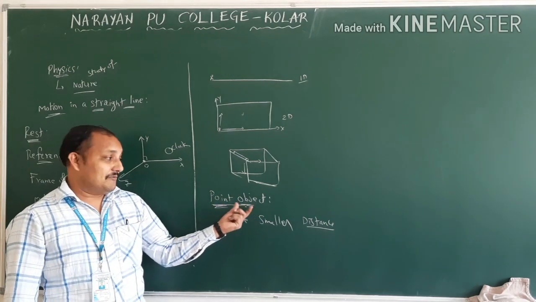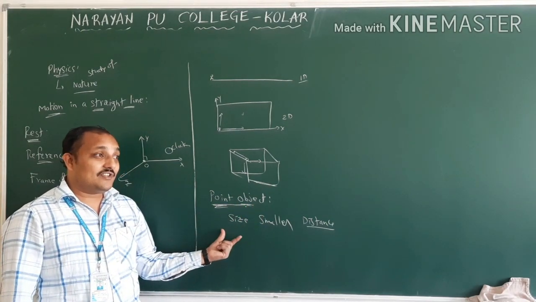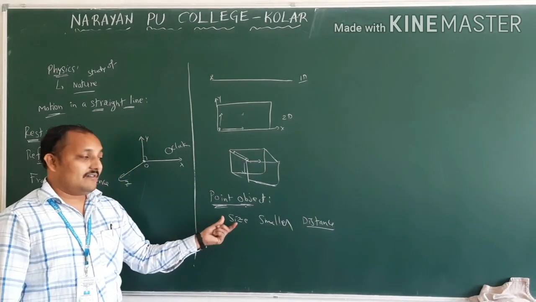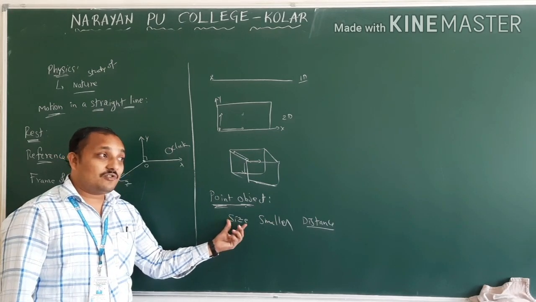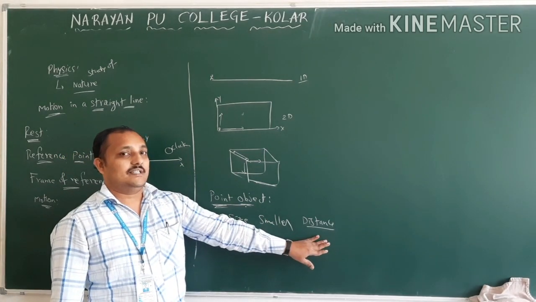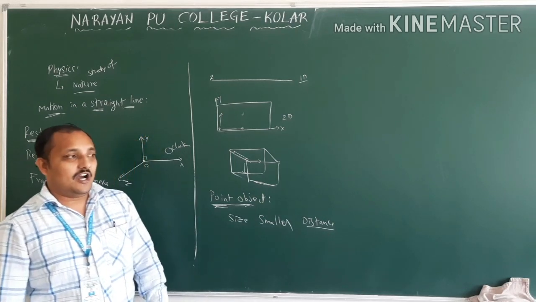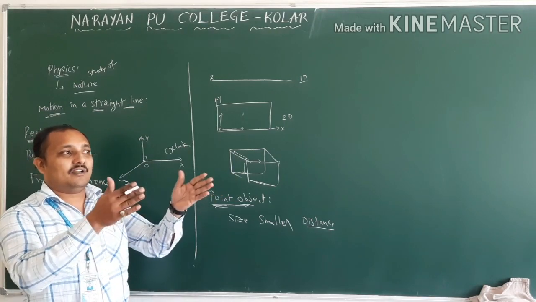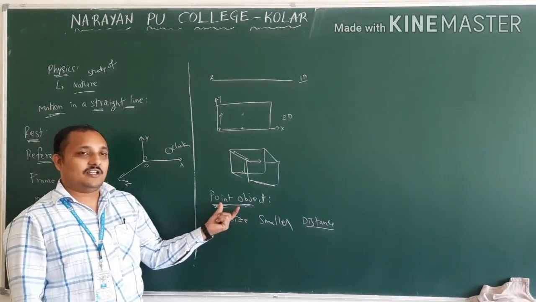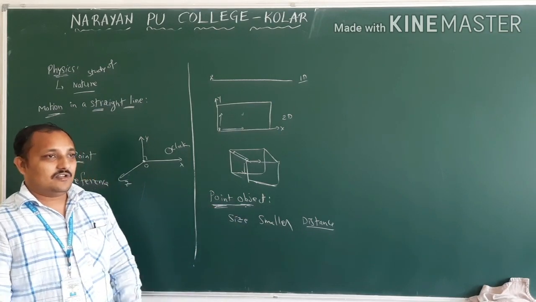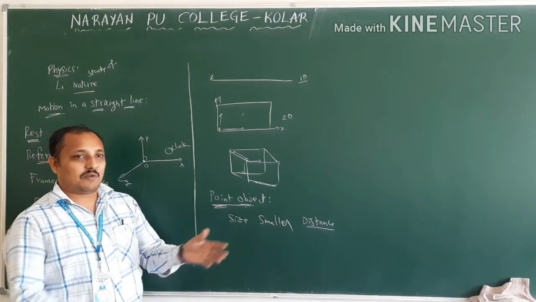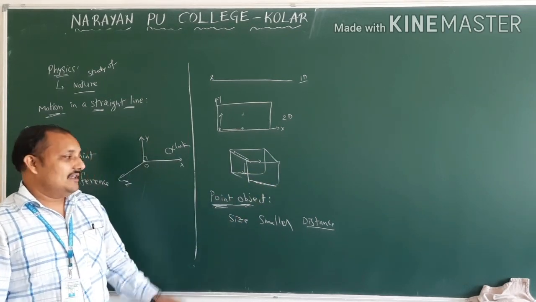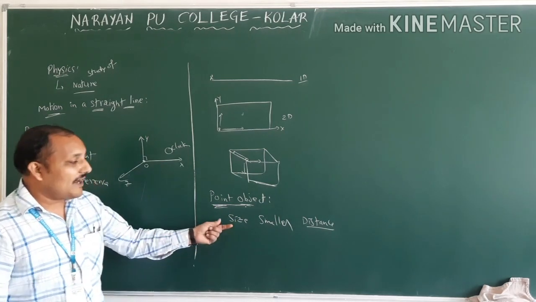So a point object is, compared to the size of the object, the distance covered by the object should be more. Otherwise, the size of the object should be small compared to the distance covered by the object. If a train is moving from Kolar to Bangalore, we can't call that a point object because that is less distance. But if a train is moving from one state center to another state center, covering 1000 kilometers, then we call the train a point object.